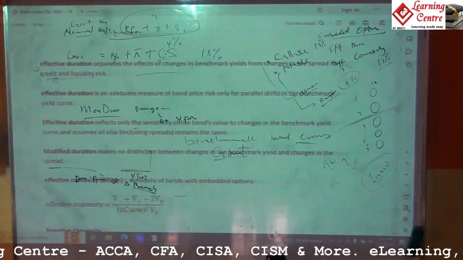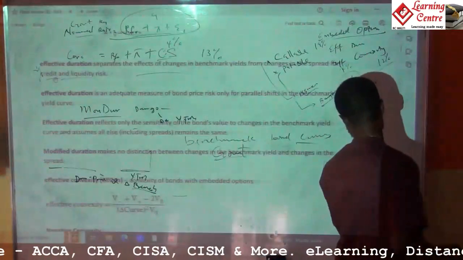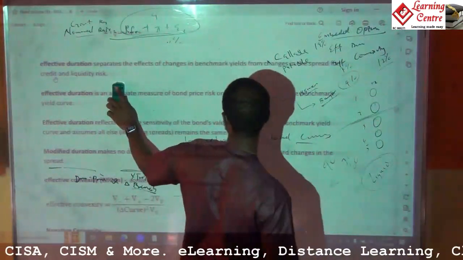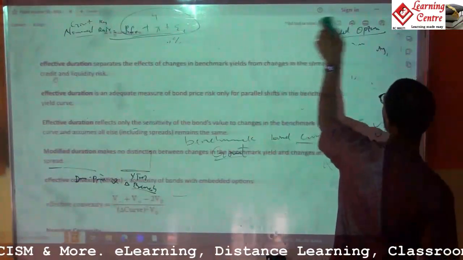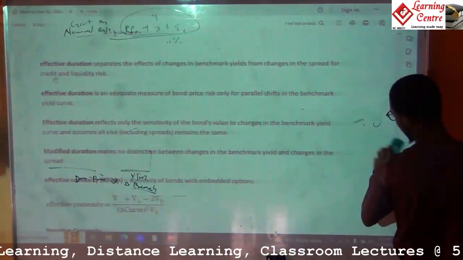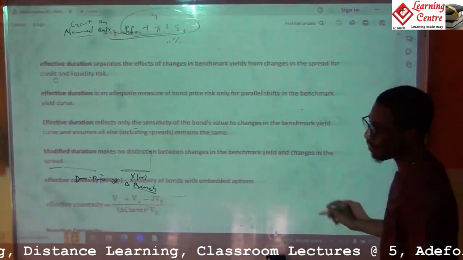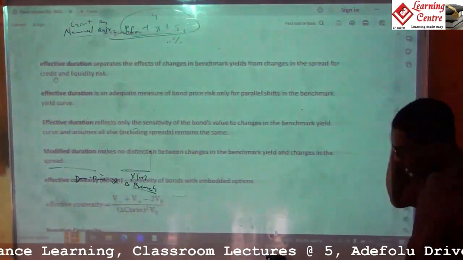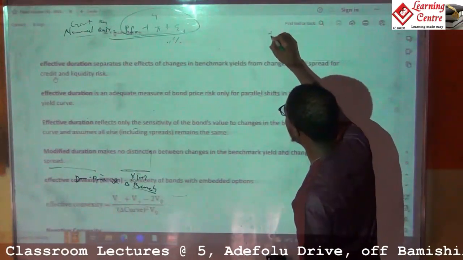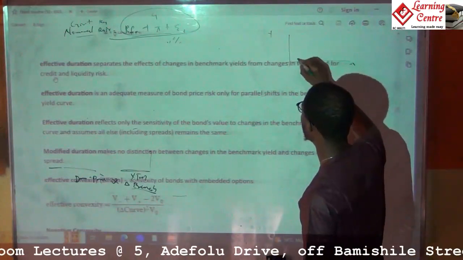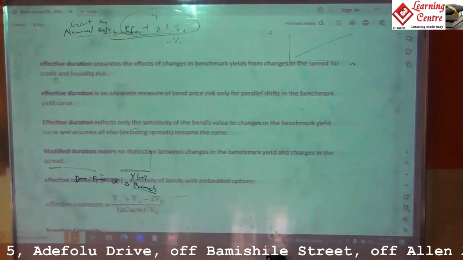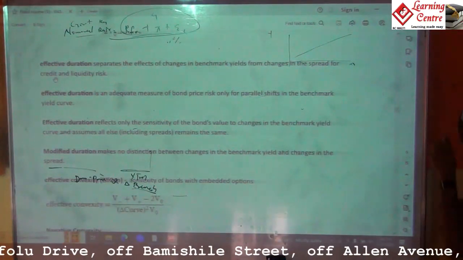Another point to note is that our effective duration is only a sufficient or accurate measurement of the sensitivity of the bond price when what we have is a parallel shift in the yield curve. What's a parallel shift? So this is our yield curve. It tracks the yield against maturity. You can have something like this. Another thing we can have is a parallel shift.